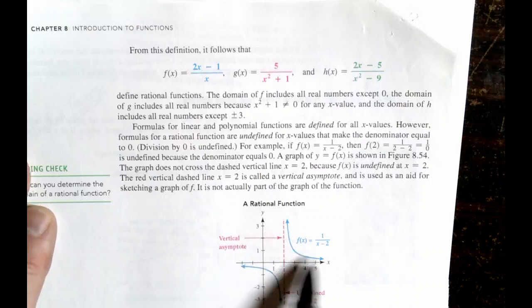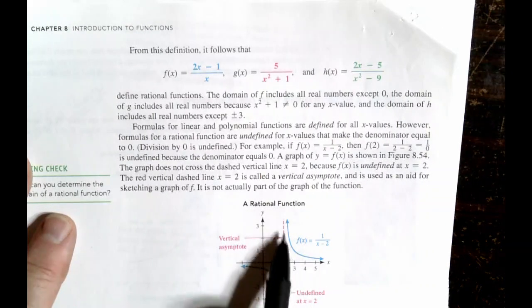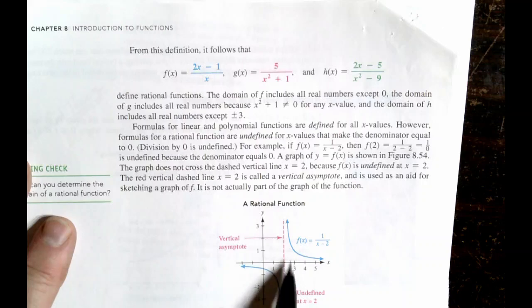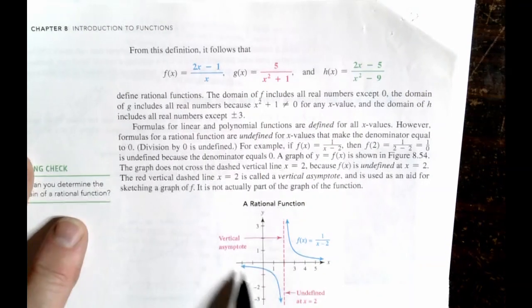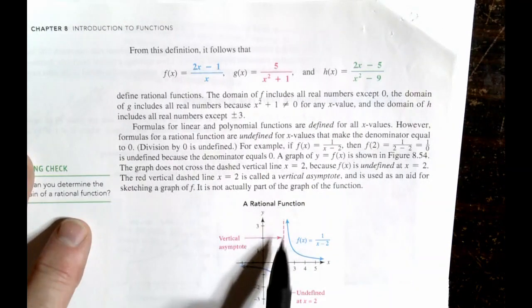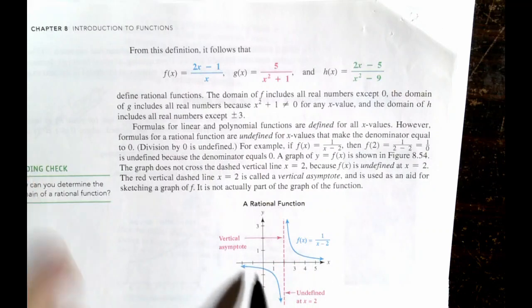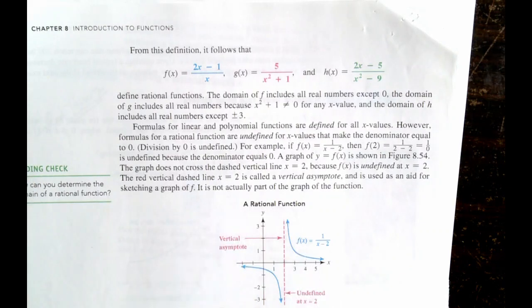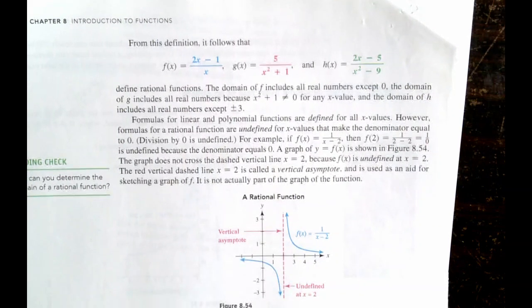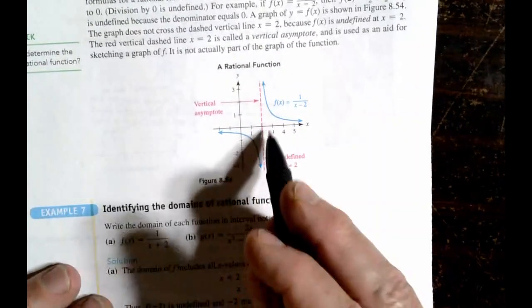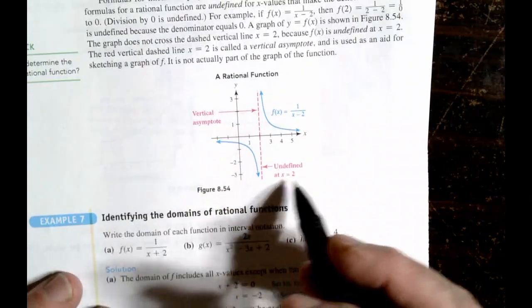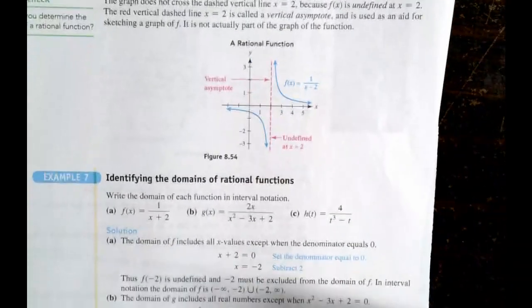So when you graph something like this one where x cannot equal 2, it's undefined at 2. That's why it's got a dotted line there, and the graph does not actually cross that line because it's undefined there. So it's going to shoot off in this direction, that direction. It's got this thing called a vertical asymptote. The vertical asymptote is where the denominator equals 0, at x equals 2.